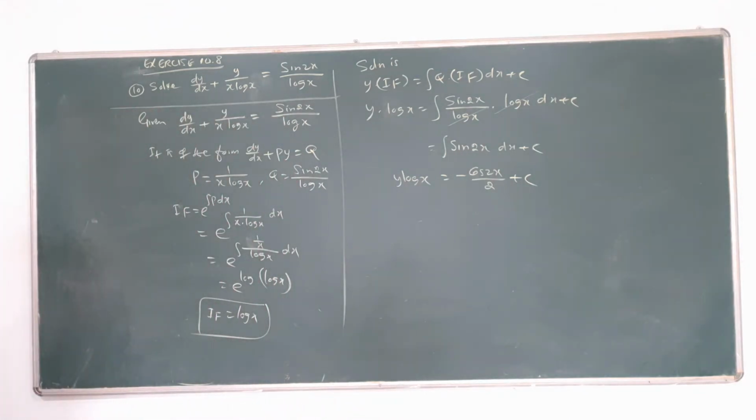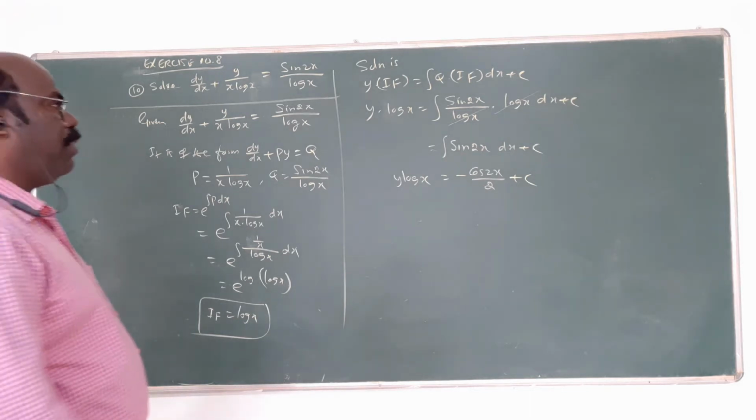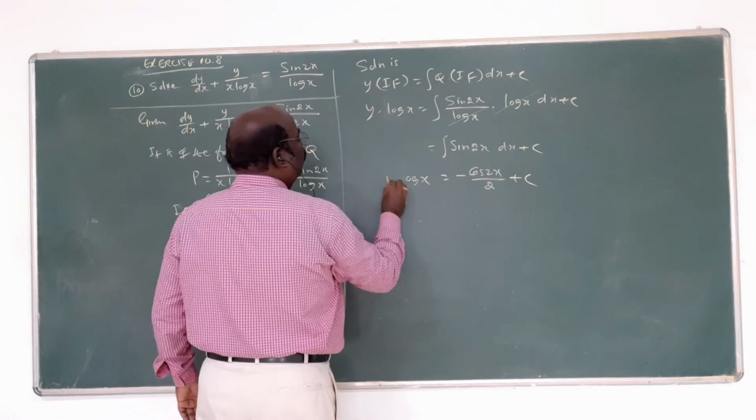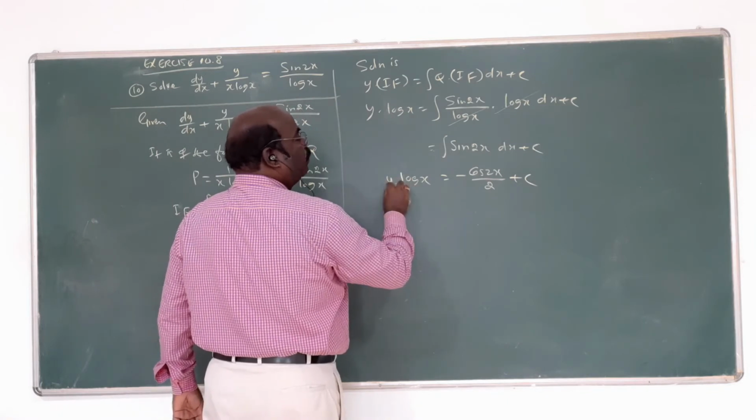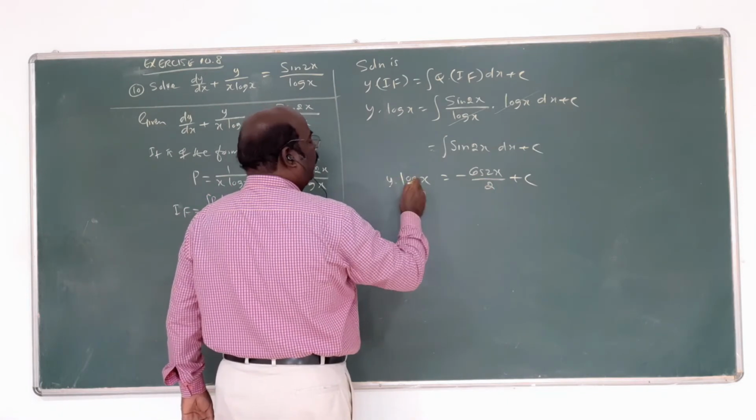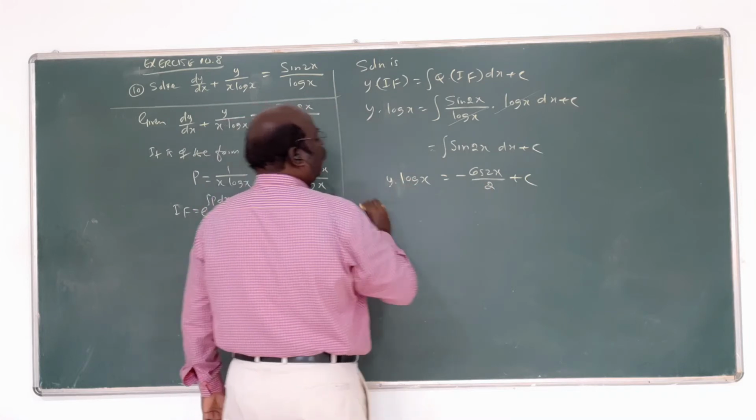This is the answer, and that's enough. Sometimes you want to simplify. Sometimes you take the one-half and the minus cos 2x comes inside, but anyway, this is the form. This is enough. That's all.